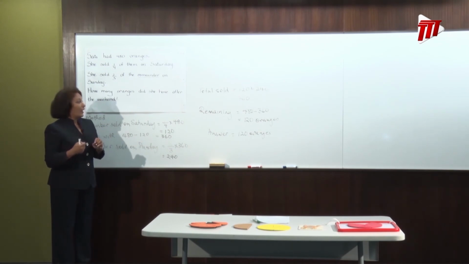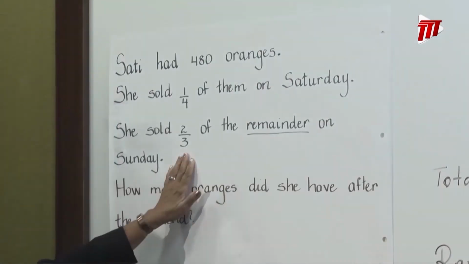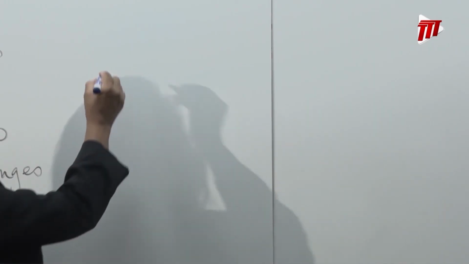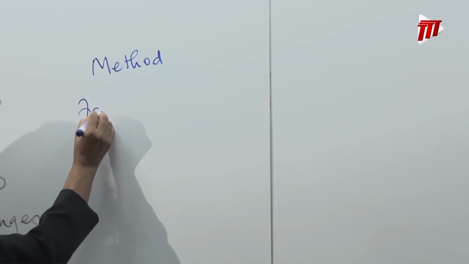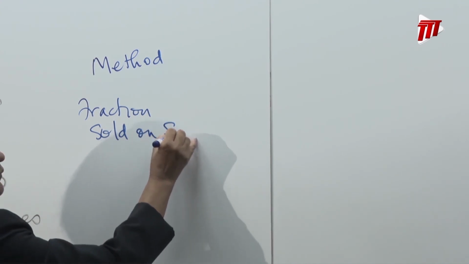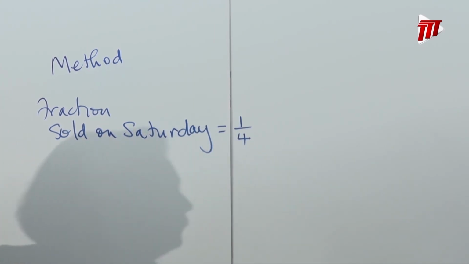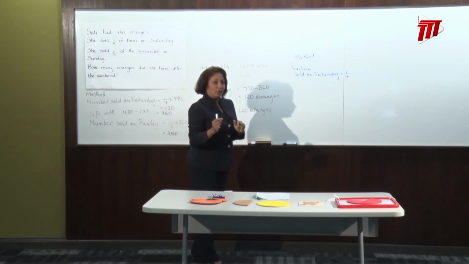We look at the second method. It's the same question. She sold a quarter on Saturday, 2/3 of the remainder on Sunday. How much did she have remaining? The second method, we're looking at the fraction that was sold on Saturday. So the fraction sold was a quarter. And on Sunday, 2/3 of the remainder was sold. So we have to find out what remained after a quarter was sold.